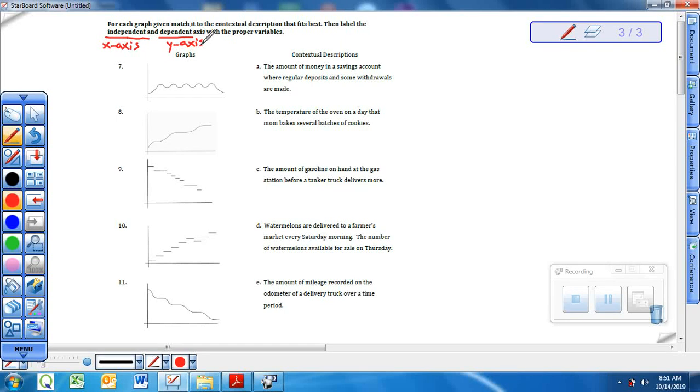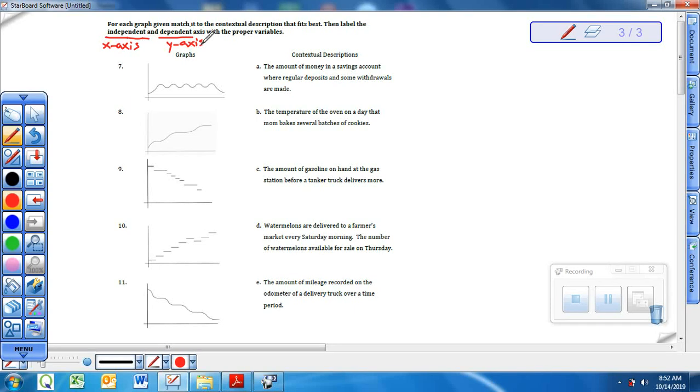So before I actually do number 7, I'm just going to read through the contextual descriptions and decide if they're continuous or discrete. Because I can see in the graphs which one's continuous and discrete. 7 is continuous, 8 is continuous, 9 is discrete, 10 is discrete, 11 is continuous.